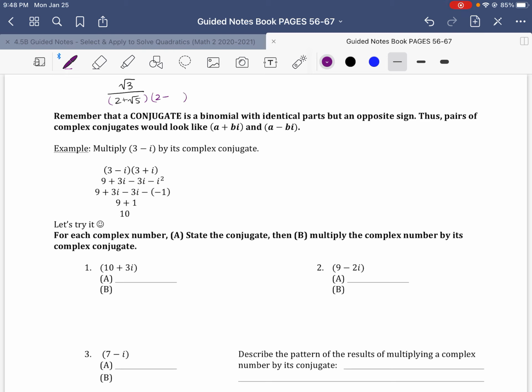We said, well, if we take this same binomial but change the sign, so 2 minus the square root of 5, and then do the same thing to the top. We said when we do that, those middle terms cancel out and everything simplifies. I'm just going to finish this to show you. On the top, that distributes in, right? And we get 2 square root of 3 minus square root of 15 all over, and on the bottom, we ended up with 2 times 2 is 4.